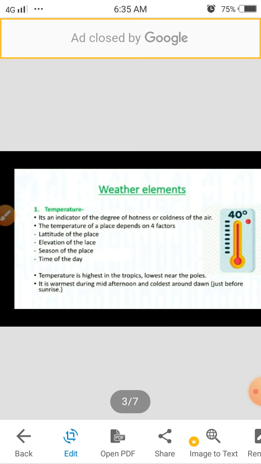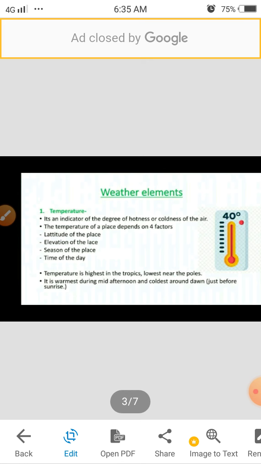Now we discuss the elements of the weather. The first element is temperature. What is temperature? The degree of hotness or coldness of the air is known as the temperature. There are many factors on which temperature is dependent. Like, first is the latitude of the place.